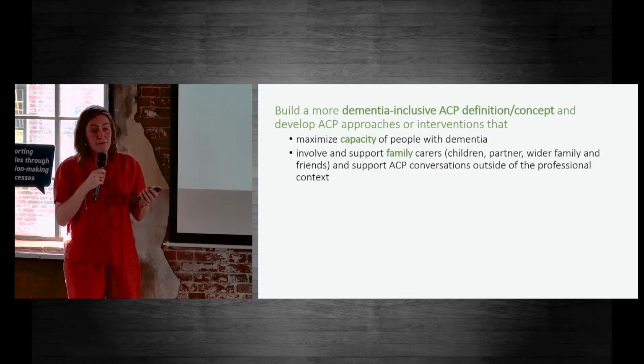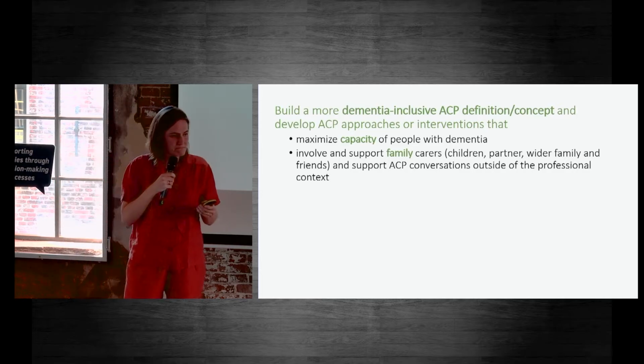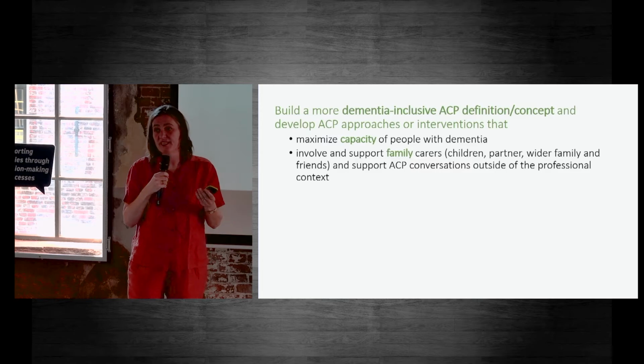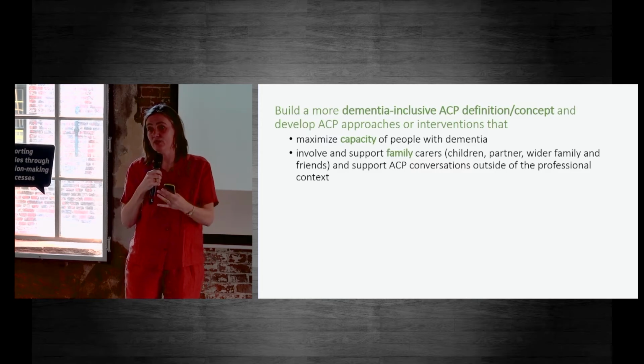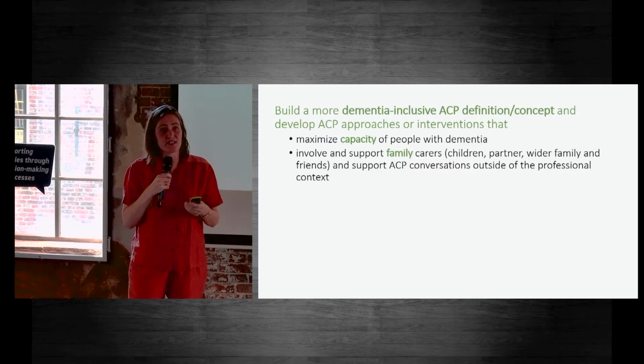Think about how to involve and support family. So that means the partner. Usually we talk about the representative, but there's a lot of other people standing around the person with dementia. And so find ways to support these conversations outside of the professional context also.